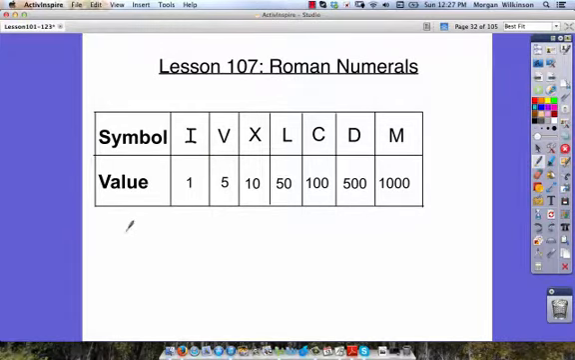So if we wanted to write the number 1, well, we just put an I. I is equal to 1. But if we wanted to write 2, we'd write II. So II is equal to 2. Then III would be equal to 3.